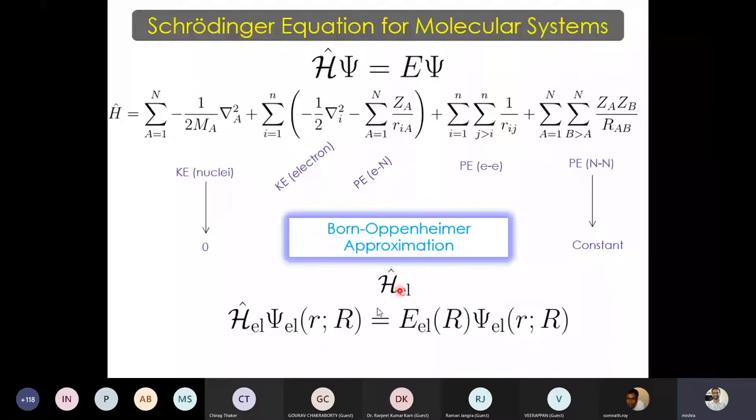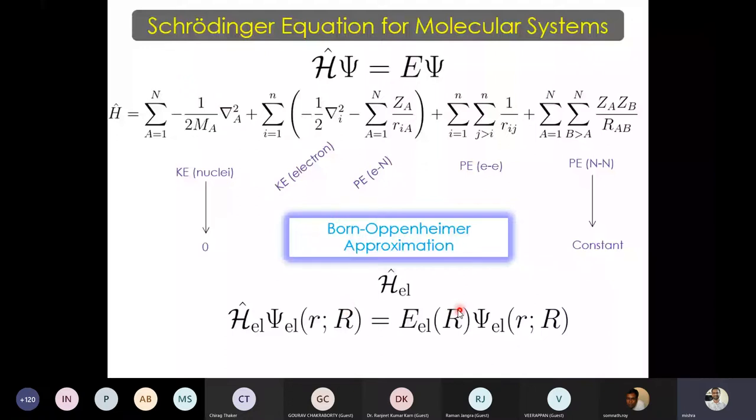It has a parametric dependence on capital R, that is, on the nuclear position. That means this solution is valid only for a given value of R. So when I change this value of R, that means when I change the nuclear conformations, my wave function would change. Therefore, my electronic energy, or the potential energy, would also change. So the potential energy that I'm writing down here, the electronic energy, is a function of the nuclear coordinate.